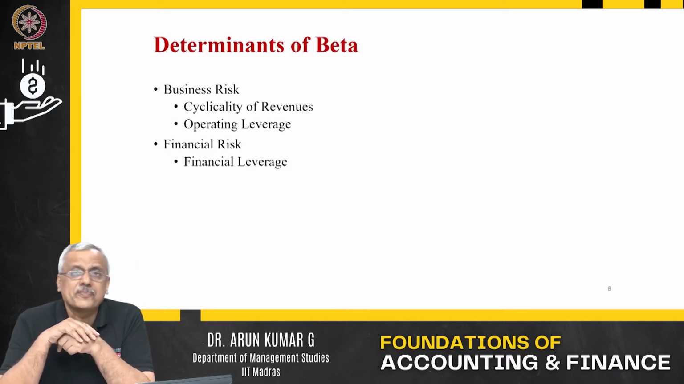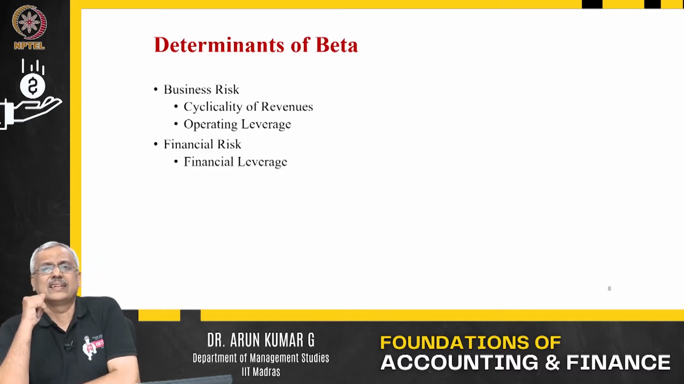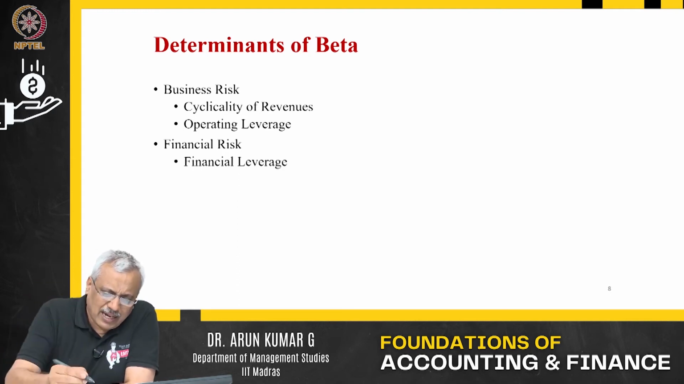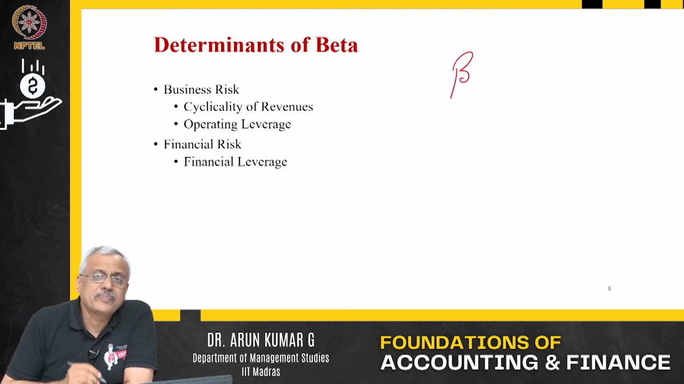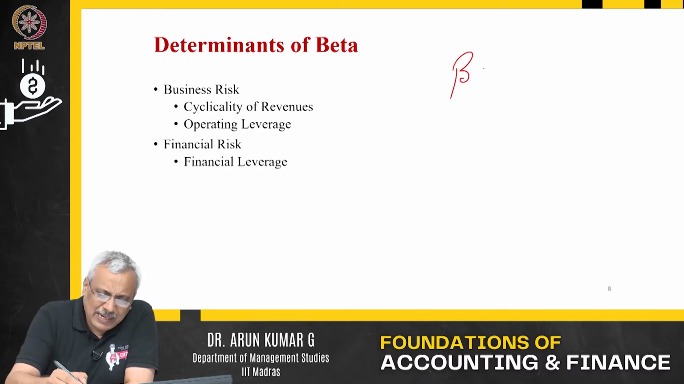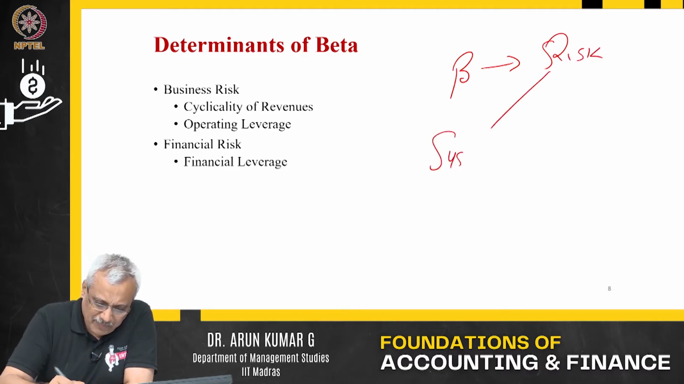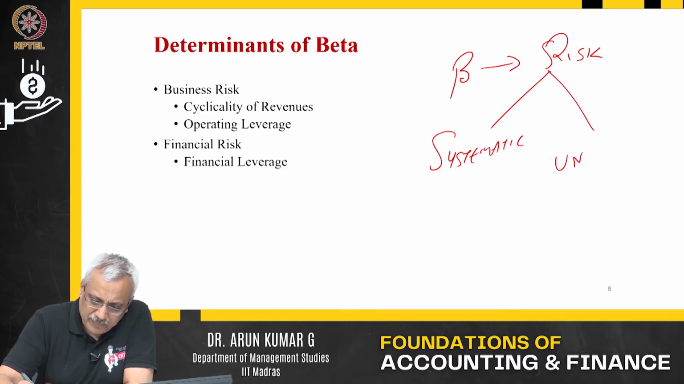I am just moving to the next slide here. Now, I kept on talking about beta and beta everywhere. What does beta signify? Beta signifies risk, that also we said. It signifies risk that is both systematic and unsystematic.